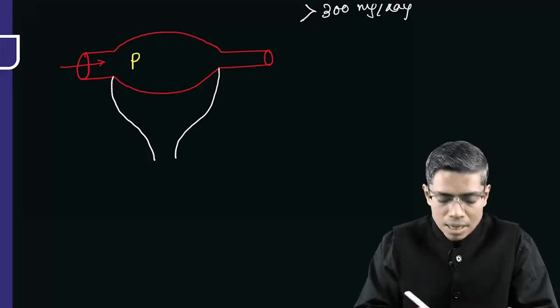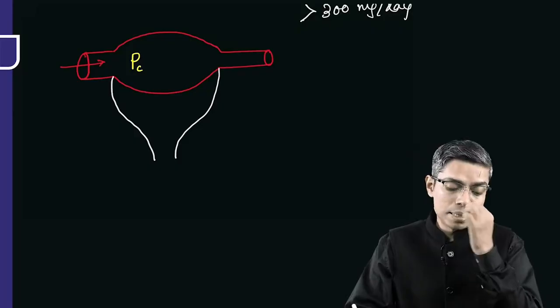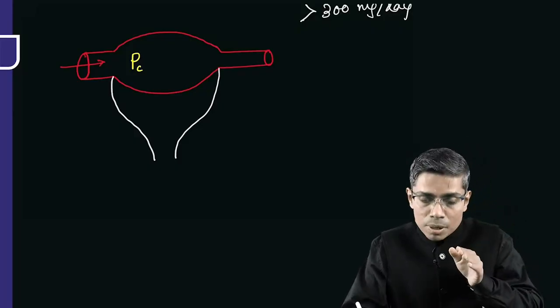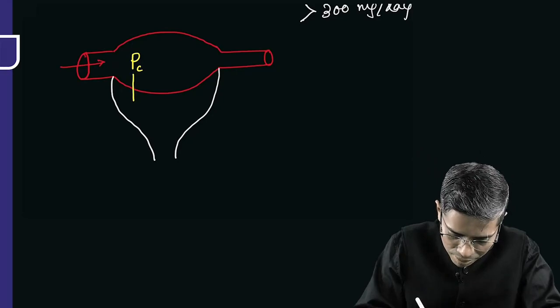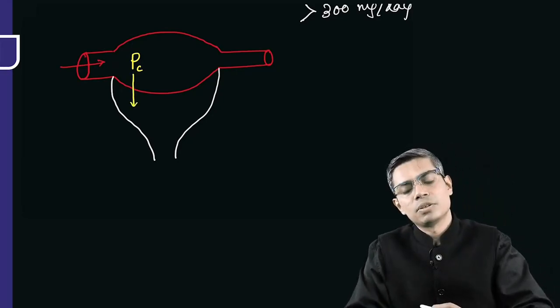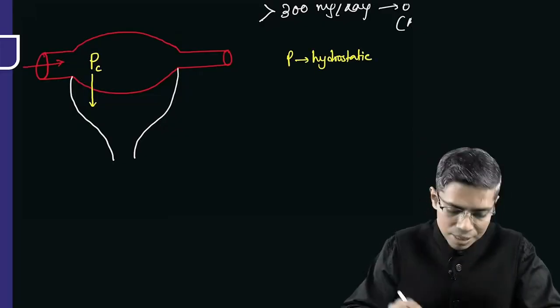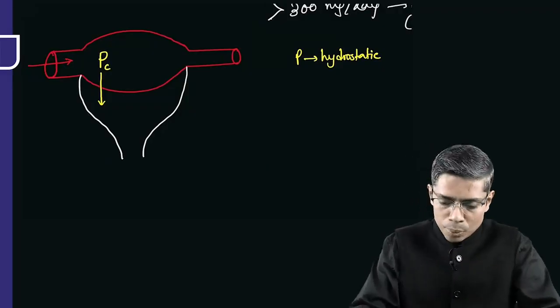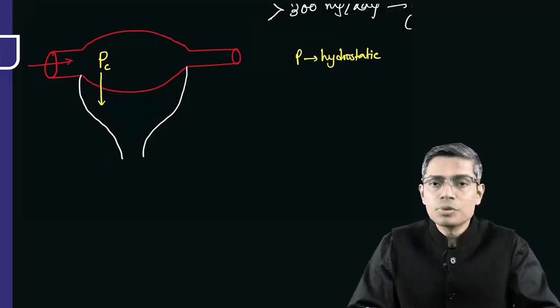So the hydrostatic pressure is denoted by the letter P. The hydrostatic pressure of capillary is Pc. Always remember that this hydrostatic pressure is a kind of pushing force, means it will try to push the fluid from this capillary compartment towards the Bowman's capsule compartment. So P indicates the hydrostatic pressure, right? Similarly, the Bowman's capsule also contains certain amount of water because always the filtration is going on.